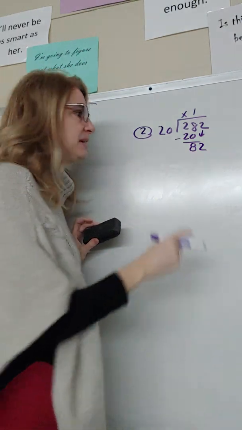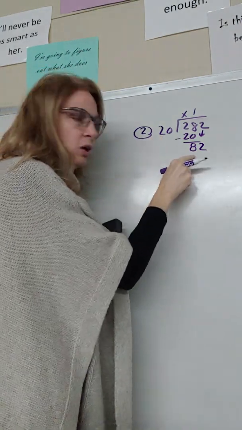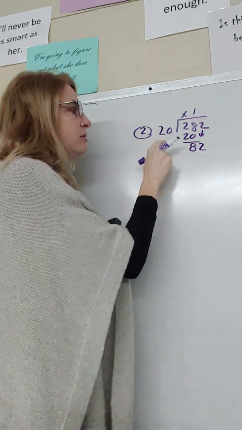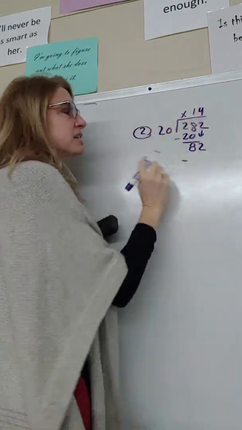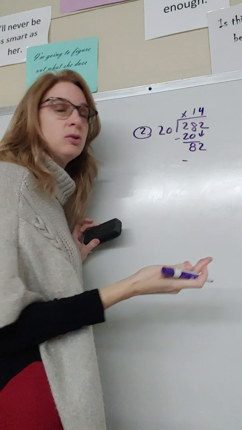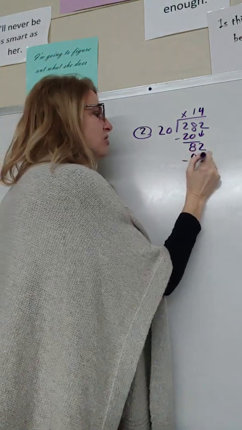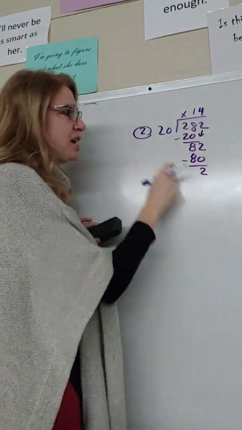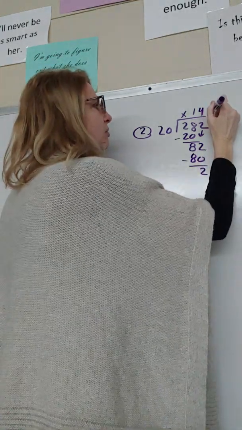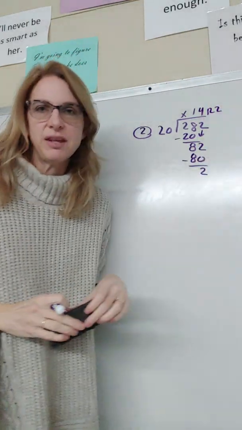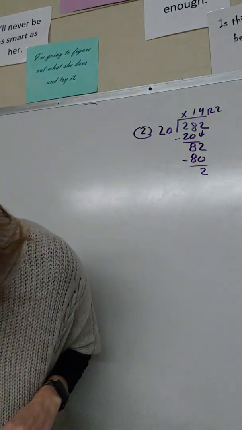And now I repeat. How many times does 2 go into 8? 4 times. So 20 will go into 82 4 times. What is 4 times 20? Well, remember, 4 times 2 is 8. So 4 times 20 is just 80. Now I check. Is 2 smaller than 20? Yes, it is. There's nothing else to bring down, so I am done. So my answer there is 14, remainder 2.